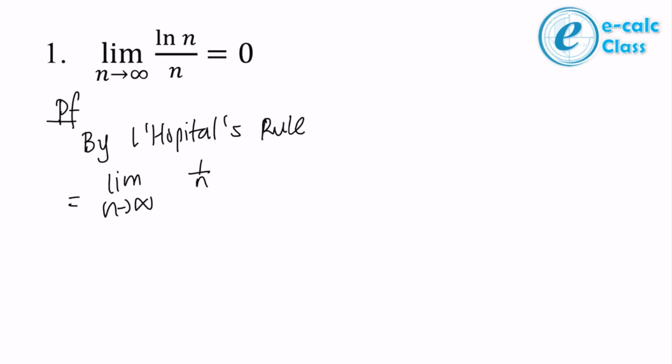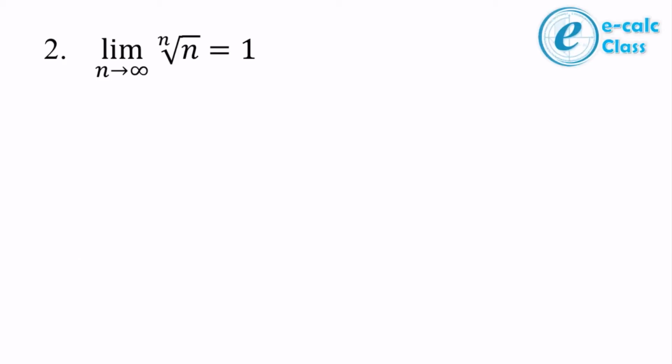Then what about the denominator? You differentiate n, you get 1. And what happens when you put in infinity? This will just be 0. 0 over 1 is equal to 0. End of proof.